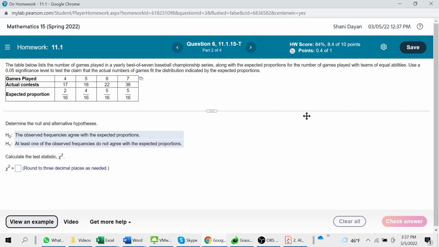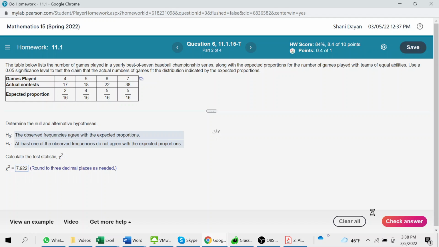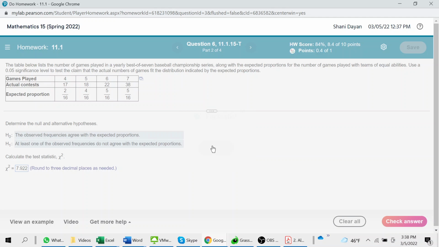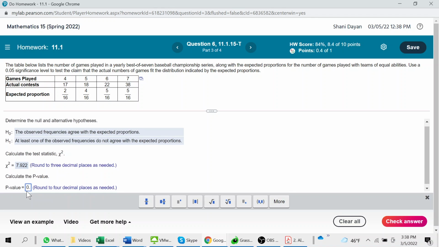All right, then the chi-squared goodness of fit test. The degrees of freedom is 3. Okay, so according to my calculator, my test statistic is 7.922. And the p-value according to my calculator is 0.0476.